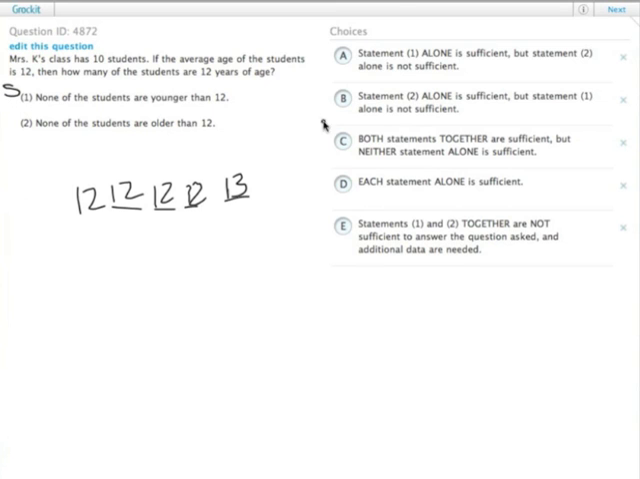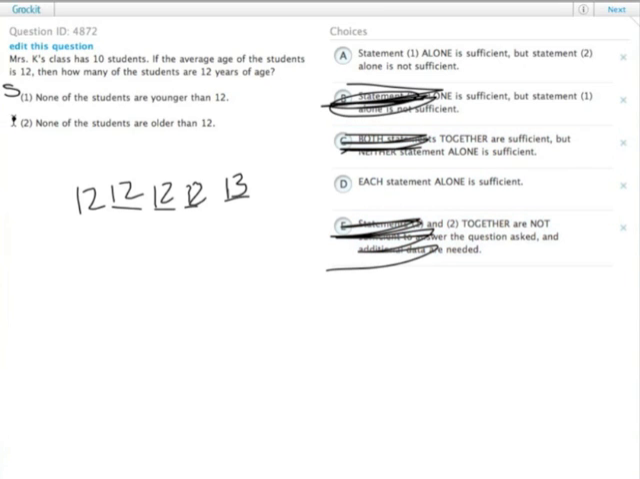It's enough to tell us all 10 are. So it's not 2 on its own, and it's not any of the insufficient ones. Statement 2, none of the students are older than 12. It works the same way. None of the students are older than 12, so each student is 12.